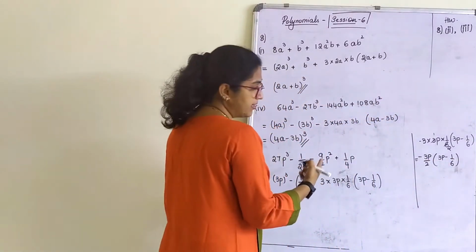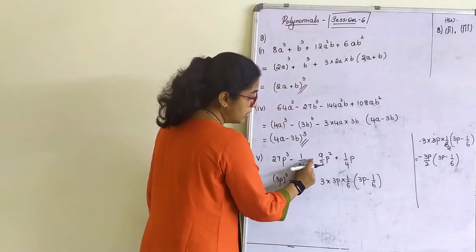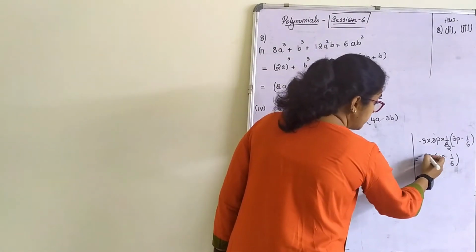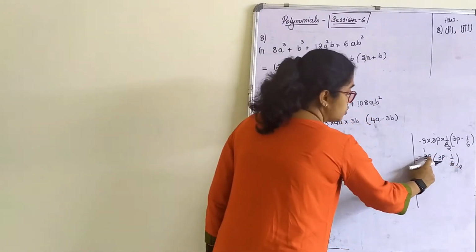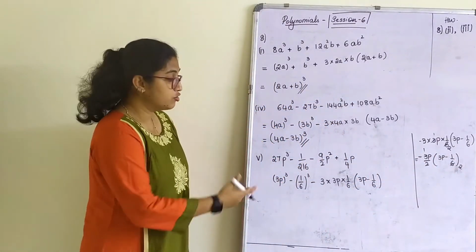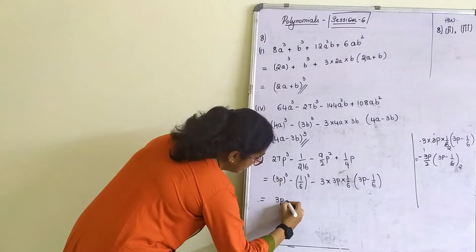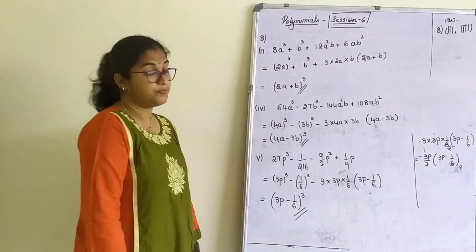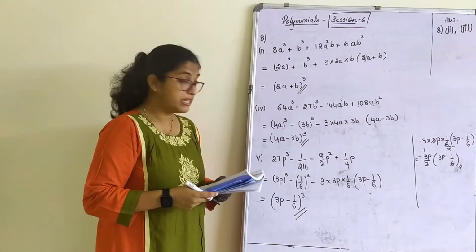It's easy for us to check here. You need not do this, but just to verify: 3 threes are 9p square by 2. Correct, minus 9p square by 2 we got. When we multiply 3p by 2 into this, minus minus plus, we get 1 by 4p. That's correct. So that's the verification. Since we have got it right, 3p minus 1 by 6 whole cube is your answer. This is how you factorize these cube sums. So please copy this down.